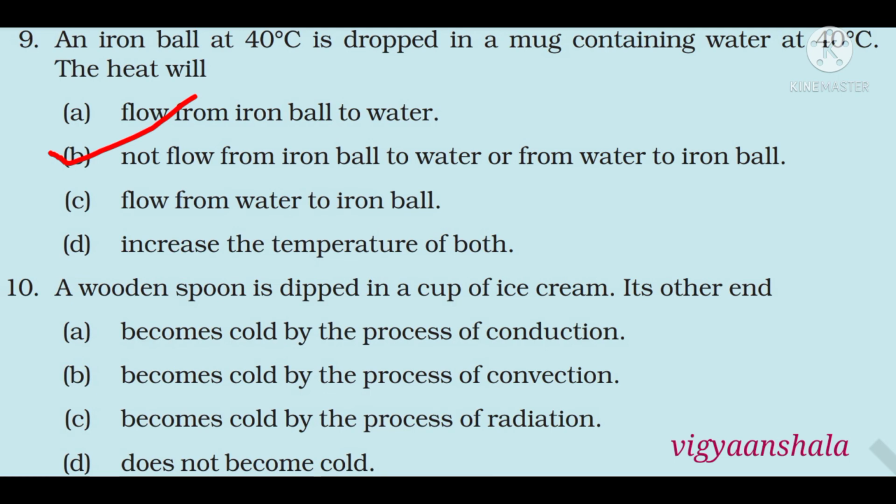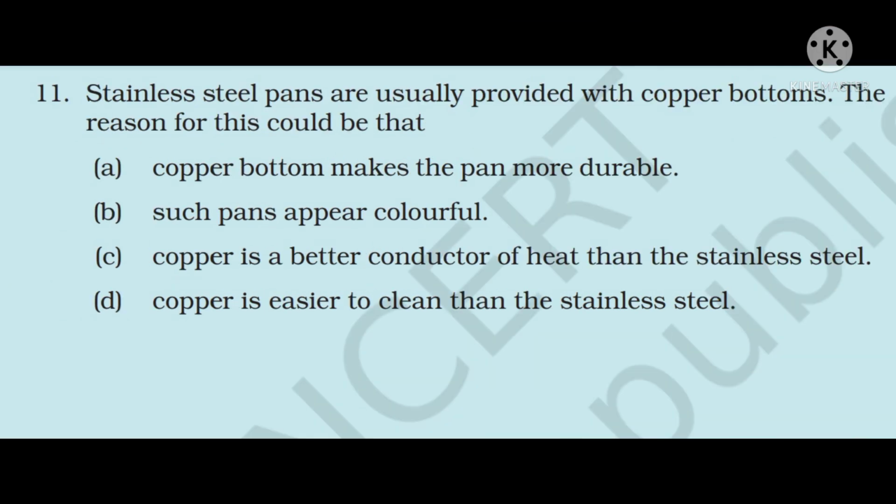Question number 10. A wooden spoon is dipped in a cup of ice cream. Its other end: A, becomes cold by the process of conduction; B, becomes cold by the process of convection; C, becomes cold by the process of radiation; D, does not become cold. We know here the wooden spoon is a poor conductor of heat, so the answer will be: does not become cold.